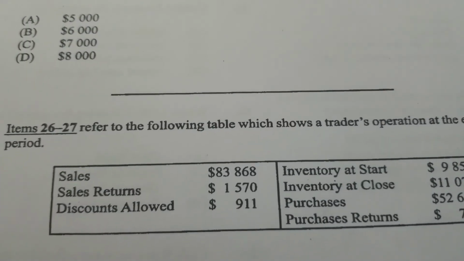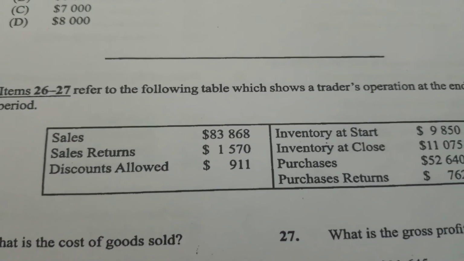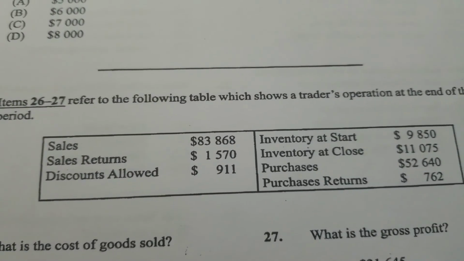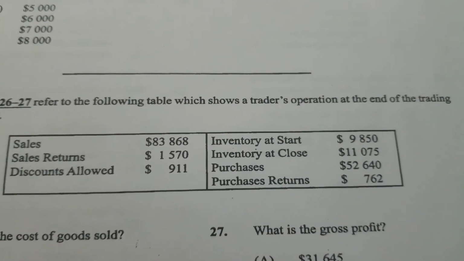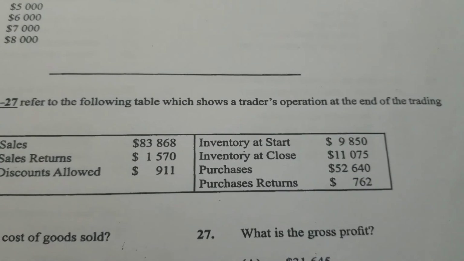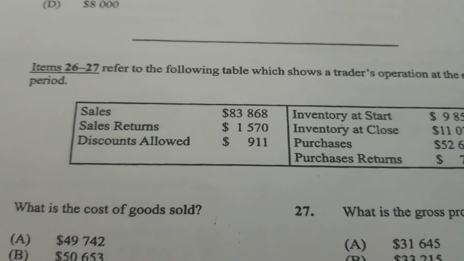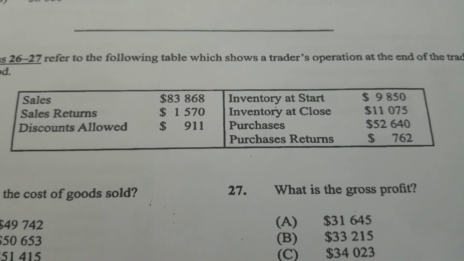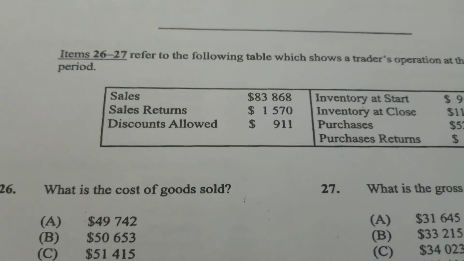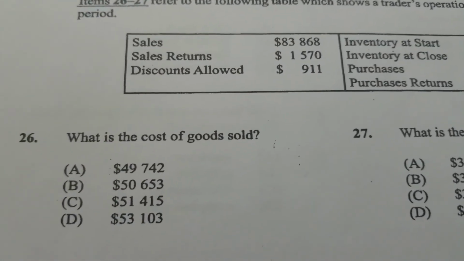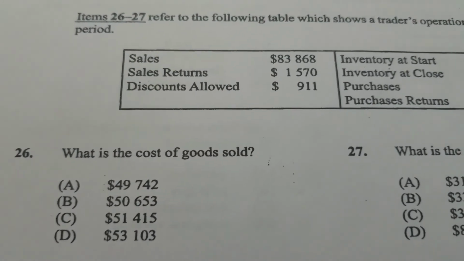Now let's look at item 26. Item 26 refers to the following table, which shows a trader's operation at the end of the trading period. And we're showing the sales return, etc. What's the question we're asked here? First of all, item 26 says, what is the cost of goods sold?